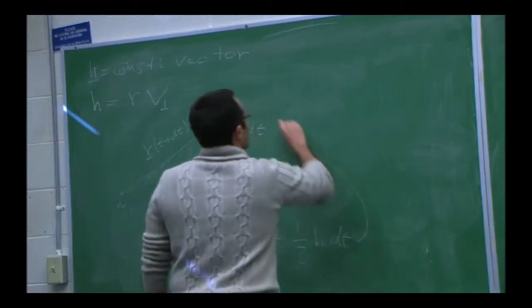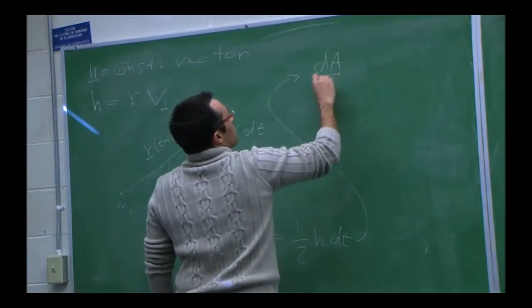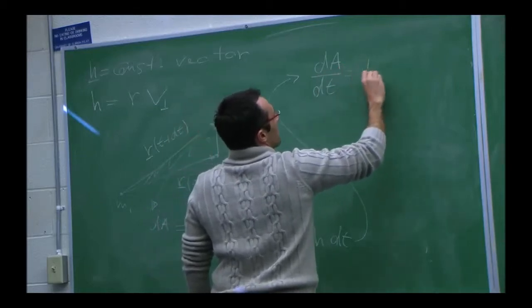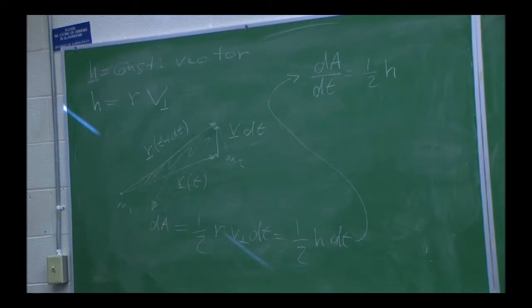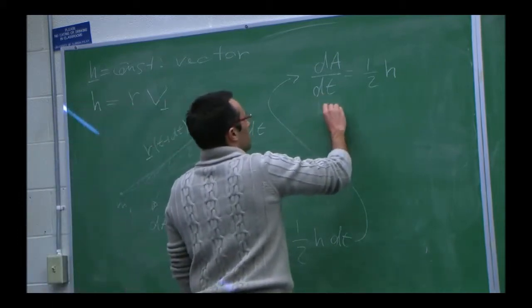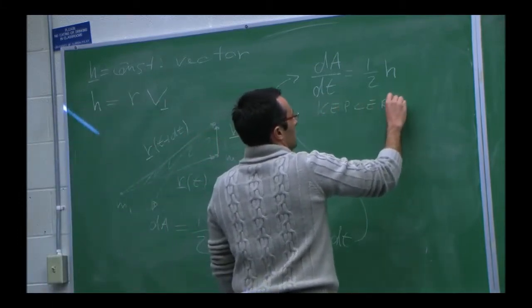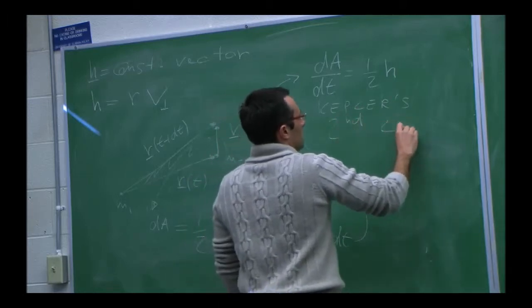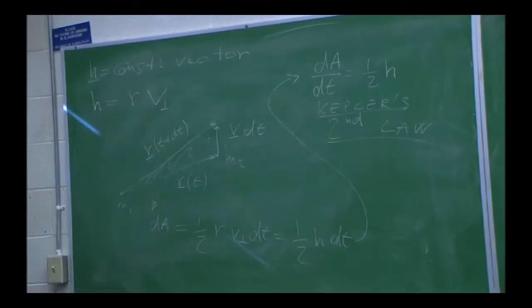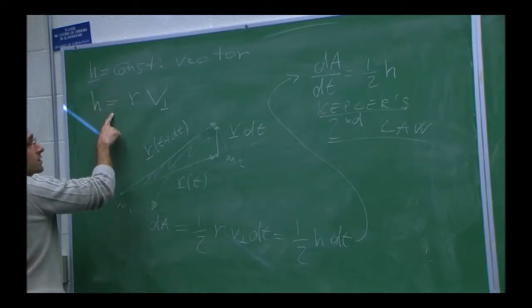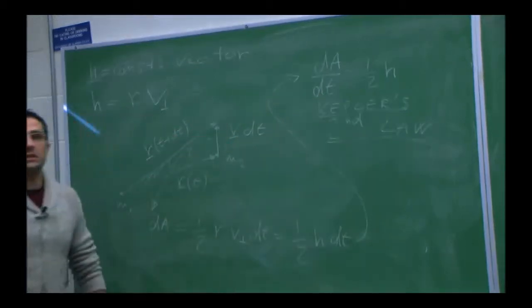And so this allows me to tell you that the rate of change of the area with respect to time is 1 over 2 h. A is a scalar. I can take the rate of change without telling you who is the observer. And so this is Kepler's second law. The rate of change of the area is constant. That area that is covered by the position vector. H is a constant. Its norm is a constant. H over 2 is a constant. dA dt is constant.